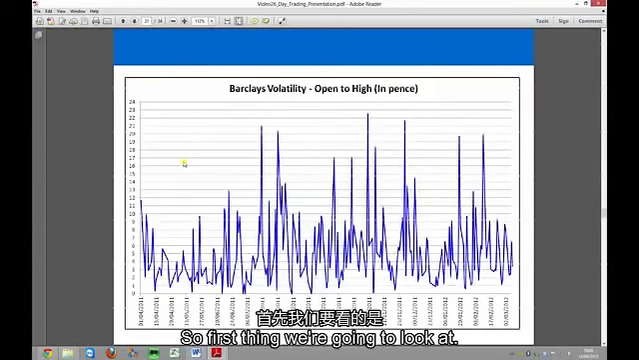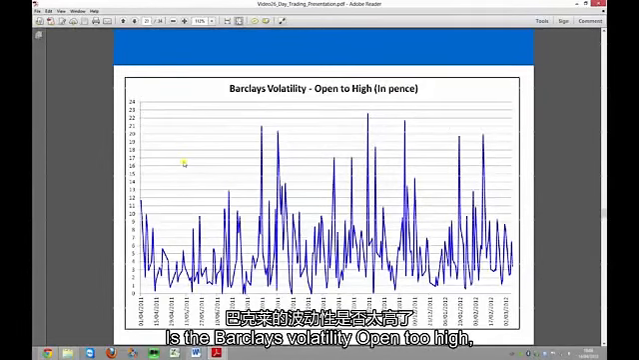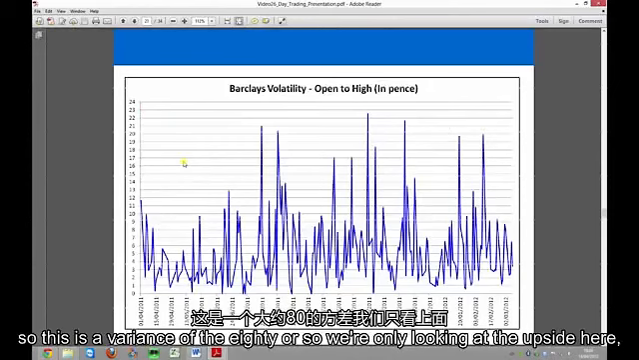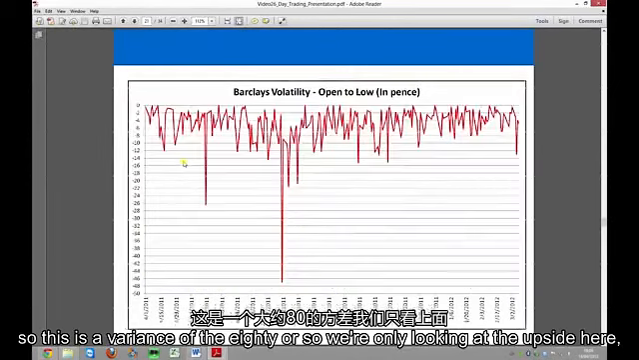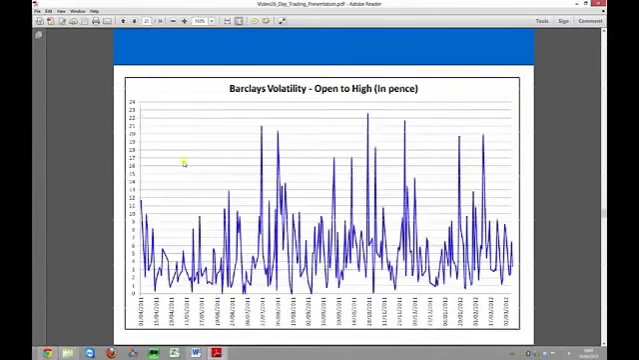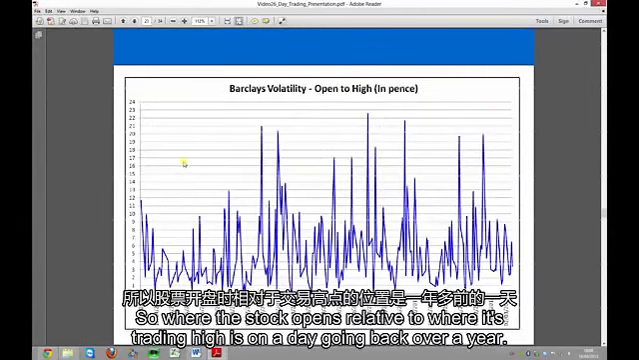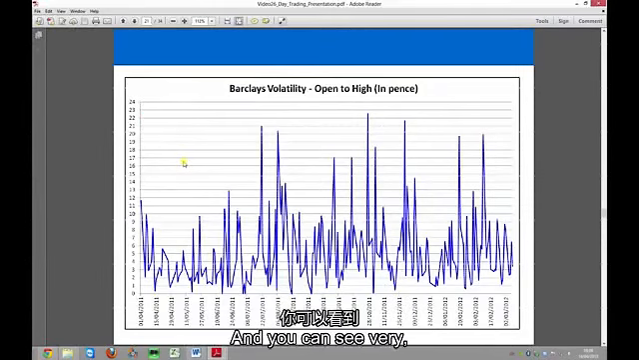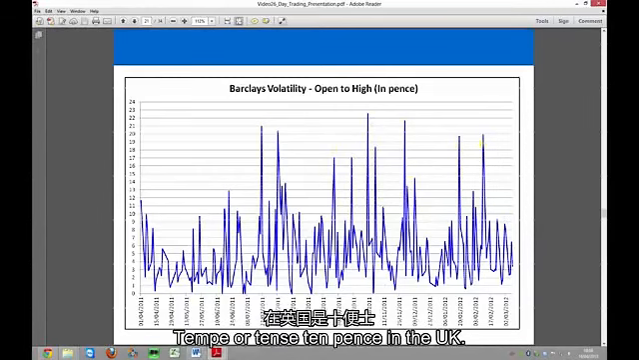So first thing we're going to look at is the Barclays volatility open to high. So this is a variance of the ATR. So we're only looking at the upside here, and here we're looking at the downside. So where the stock opens relative to where its trading high is on a day going back over a year. And you can see very, very rarely does Barclays have a day where it goes from open to trading high over 10p, or 10 pence in the UK.